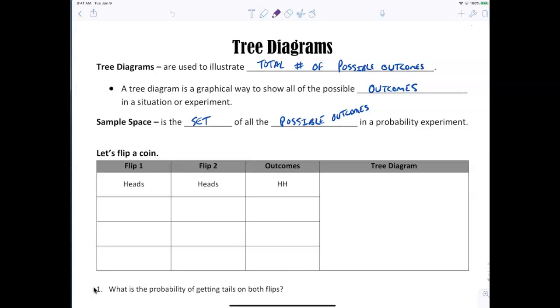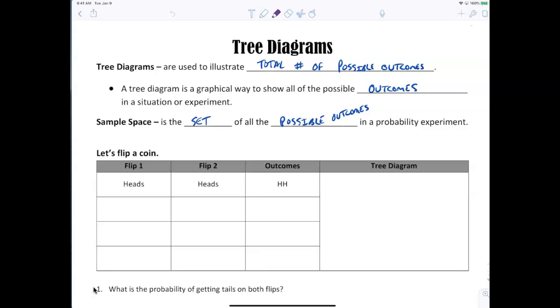Tree diagrams are used to illustrate the total number of possible outcomes. You're not supposed to know that. I'm going to show you that, and you'll go, okay, that's what he means. Tree diagrams are used to illustrate the total number of possible outcomes. That's not going to be on the test either, it's just something you should know. The next thing, a tree diagram is a graphical way to show all possible outcomes in a situation or an experiment. I'll show you that too.